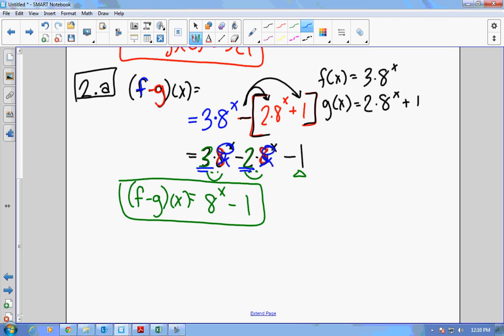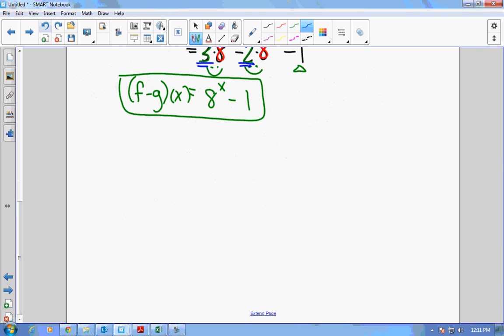3 stick figures minus 2 stick figures is just 1 stick figure. So 8 to the x is just the unit. That's what they have in common. That's what makes them like terms. Just like when we add 3 x's plus 2 x's. They're still x's. That'd be 5 x's, okay? We've done that one. Flip it over to the next page. Our functions change, number 3.